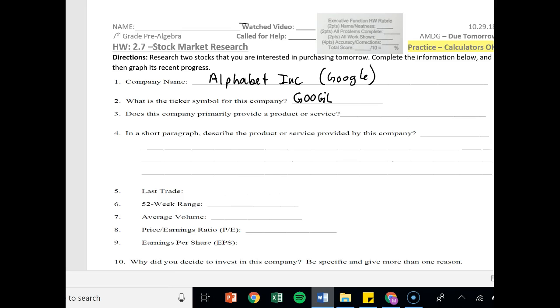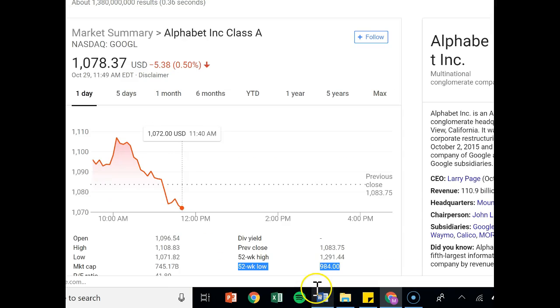Does this company provide a product or service? So just think about it. Obviously, it does internet services, but it also sells physical things. So you could say both, right? Nike is definitely a company that's products. A service company might be like Geico, right? They provide insurance or something like that. But this does both. Then in a short paragraph, you're going to describe the product or service provided by the company. So how are you going to do that?